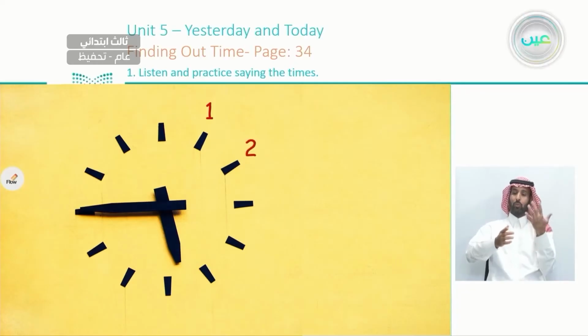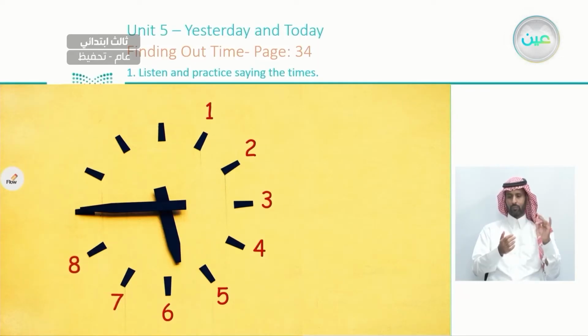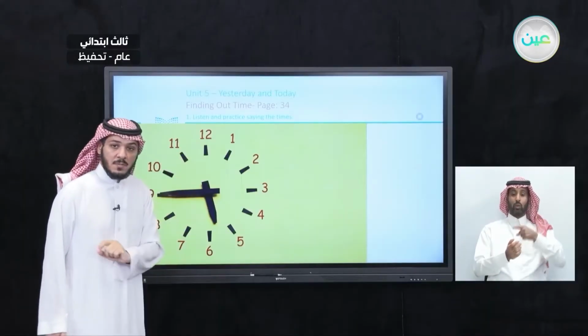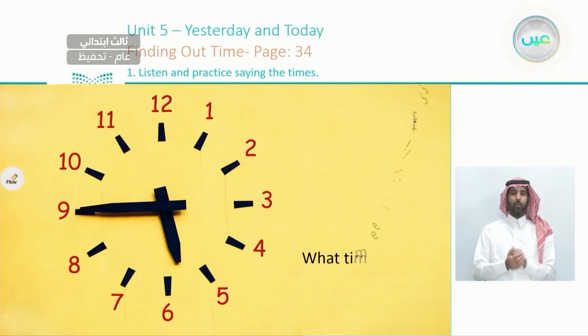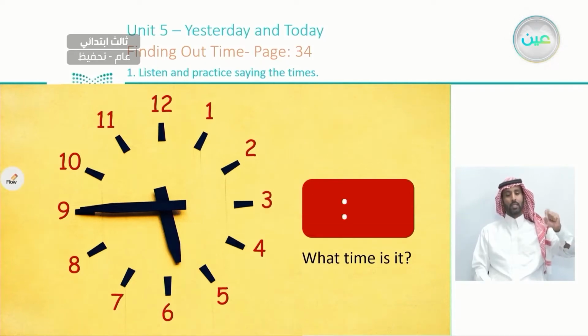1, 2, 3, 4, 5, 6, 7, 8, 9, 10, 11, 12. Okay, so the clock contains 12 numbers. Now what do we have here? What time is it? The time here is 5:45.